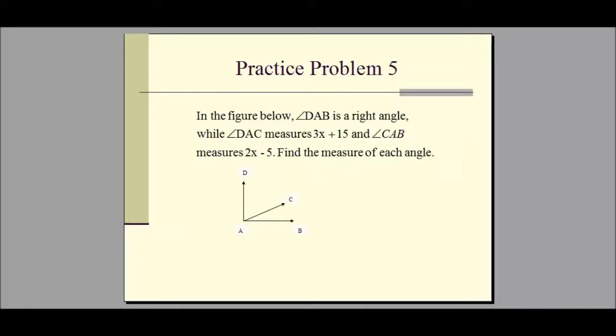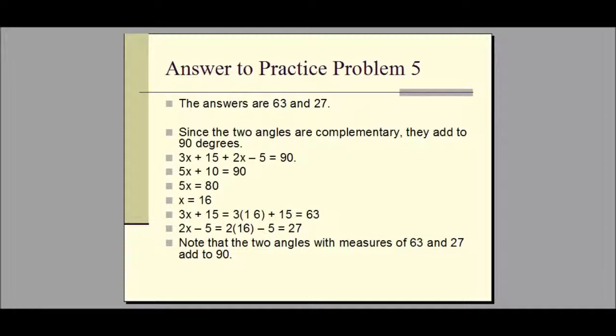In practice problem 5, angle DAB is a right angle, while angle DAC measures 3x plus 15, and angle CAB measures 2x minus 5. Find the measure of each angle. The answers are 63 and 27. Since the 2 angles are complementary, they add to 90 degrees. Therefore, the expressions for their measures will add to 90 degrees, and we create the equation 3x plus 15 plus 2x minus 5 equals 90.